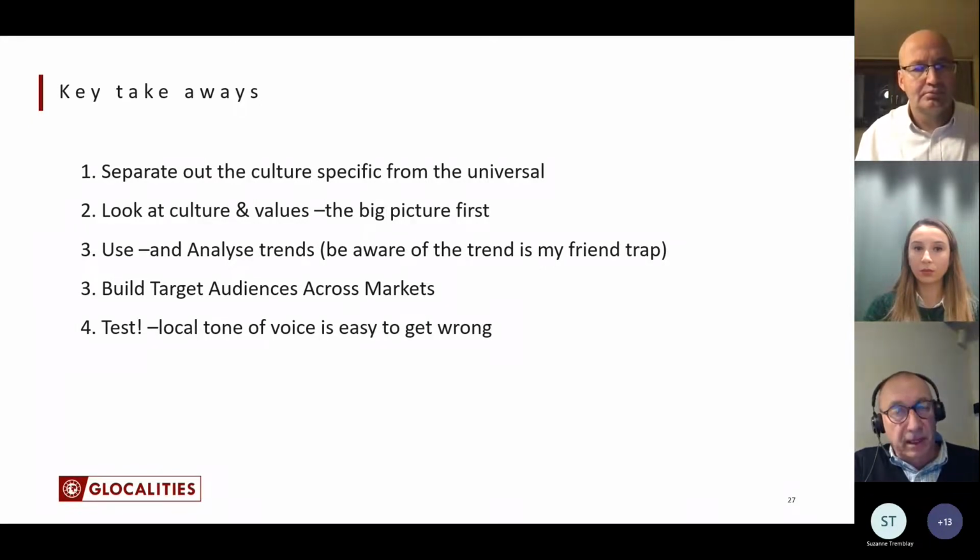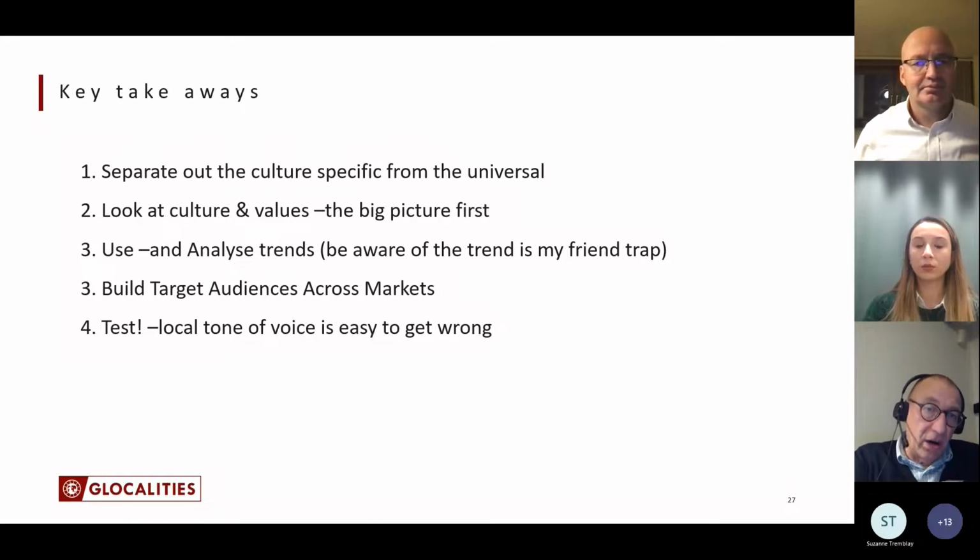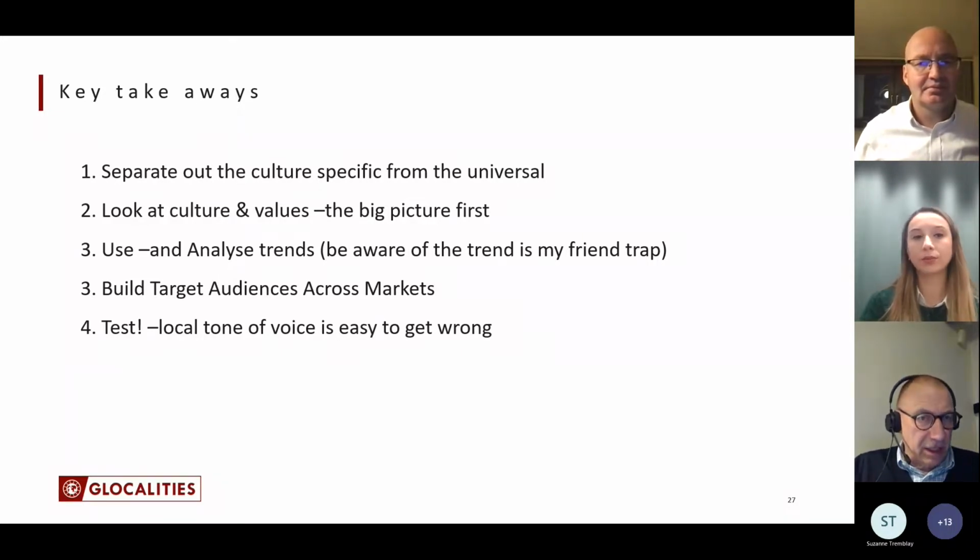But one of the things we many times say, and in those two examples we also did it, is that the translation from the insight, as Martin was saying, to the actual communication, that's the proof of the pudding. So we advise our relations always to test it, because the local tone of voice is easy to get wrong. I think many of us will remember the Fiat Punto in Spain, which was not the best name for them to make use of. It is just one of those common mistakes which can easily be made, and which we can overcome by making use of cultural knowledge.